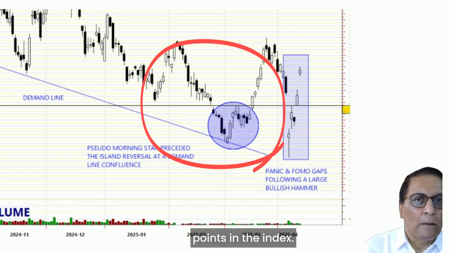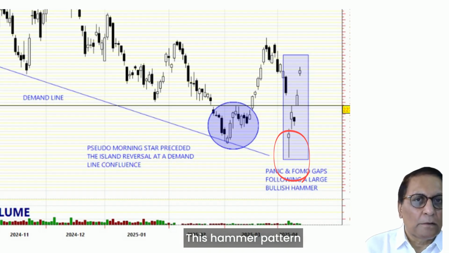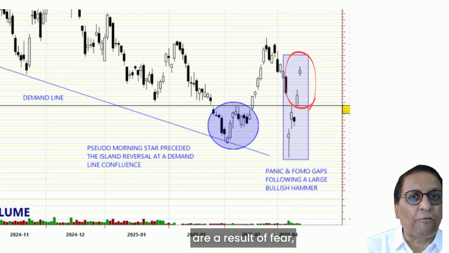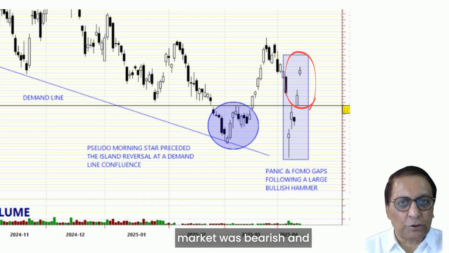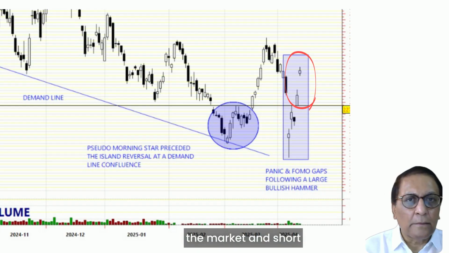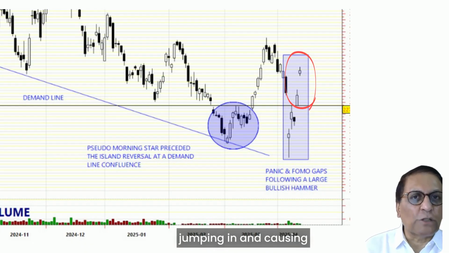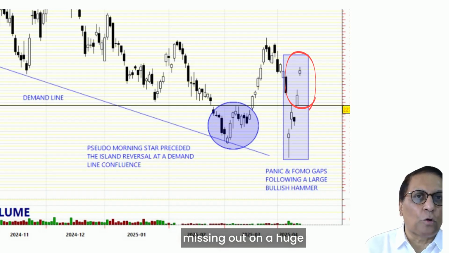Here again, we had a vertical downward move, which was followed by a hammer pattern. This hammer pattern caused the market to stop falling almost again near the demand line, and then it was followed by what I call a FOMO gap. Remember, all vertical movements in the market are a result of fear of losing money. In this case, most of the market was bearish and was therefore short on the market, and short covering has caused the market to go up, coupled with the bulls now jumping in and causing the market to go up further out of fear of missing out on a huge bull run.